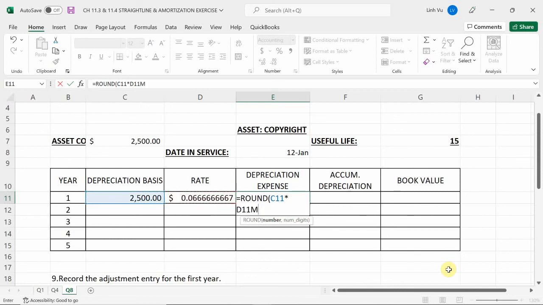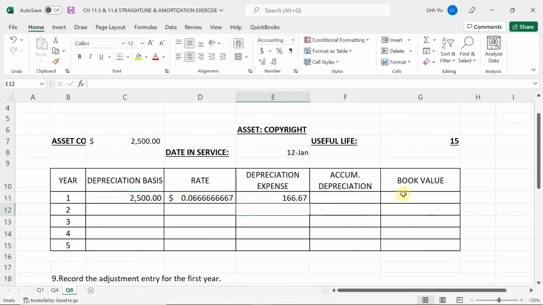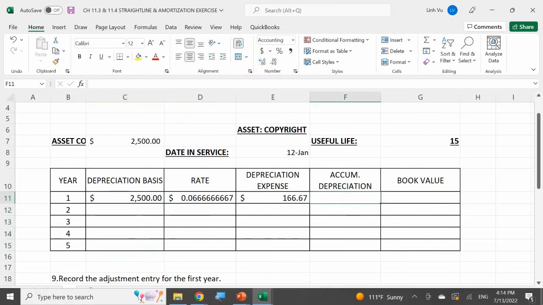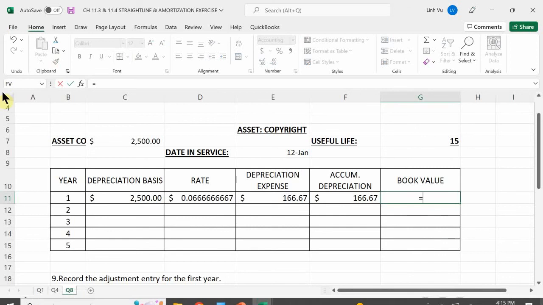We do the depreciation basis times the rate: $166.67. So what's my accumulated here? There's no previous year, so we just use the current, so it would just be 166 because there's no previous year. Good, right? So then what is my book value going to be?